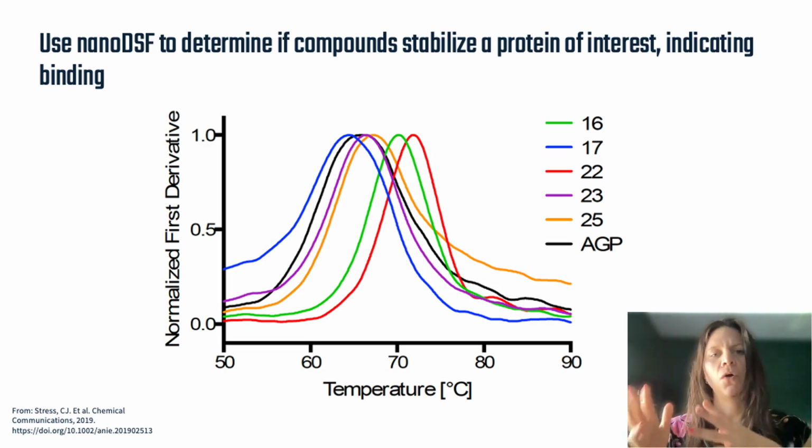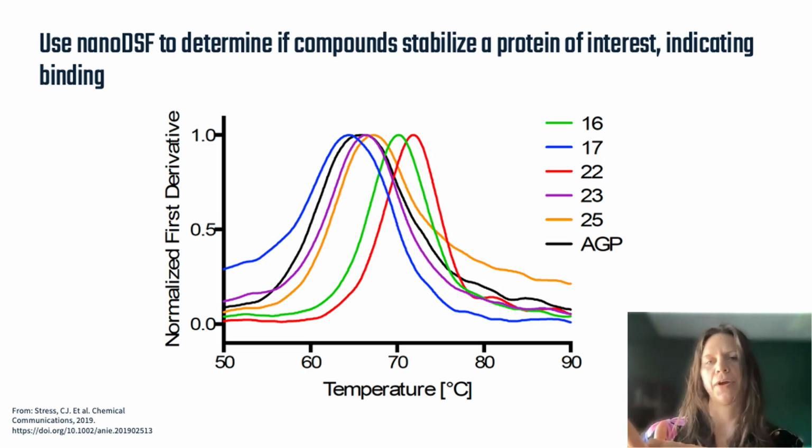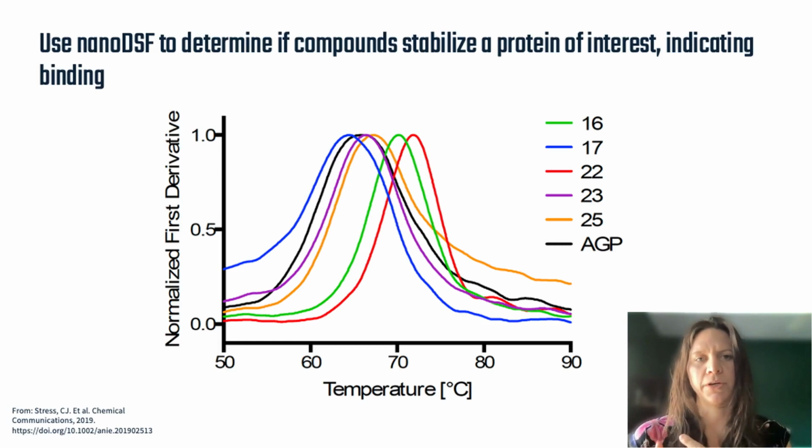So here we're looking only at the first derivative view of several different compounds in complex with a protein. AGP is the protein of interest, which is the black first derivative curve on this graph. Its unfolding temperature is around 64 degrees Celsius. A DNA encoded library was made, and then assorted small molecules derived from this library, and those are the different numbers you see here. Compound 22, shown in red, is the most stabilizing. It offers a 5.94 degree shift in the melting temperature.